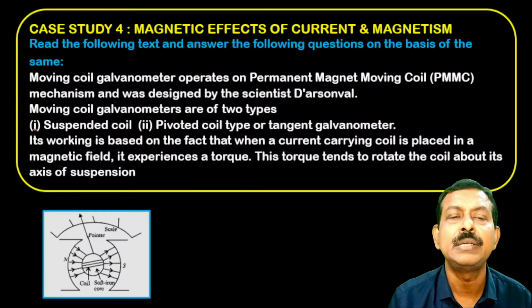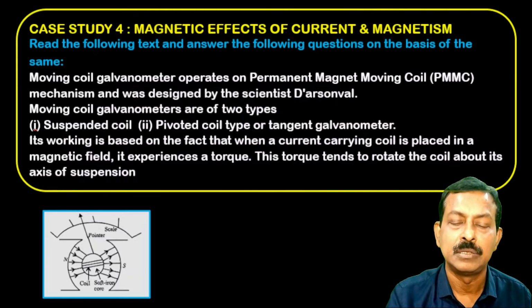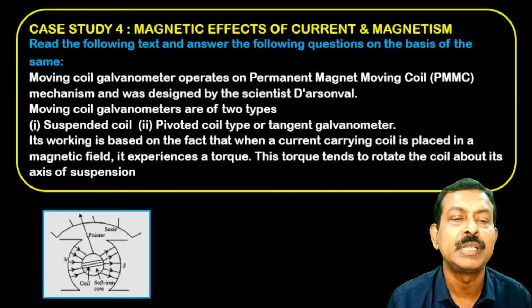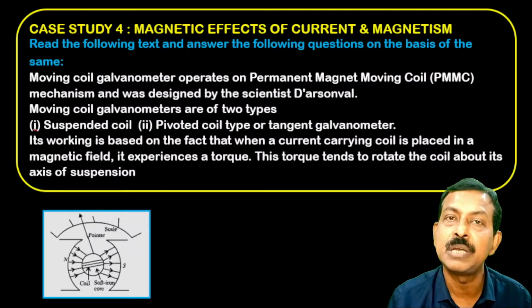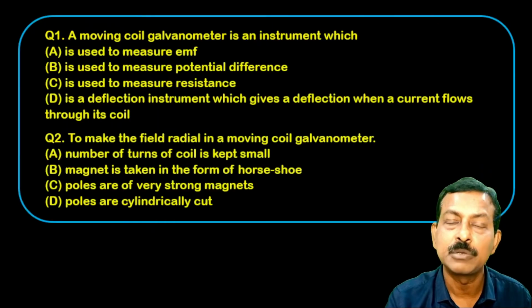So this is basically the principle of working of a galvanometer, and one diagram is also given. This is the diagram, and the pole pieces are concave shaped just to have a radial magnetic field, and this is the pointer, and the calibration is there. So let's see the different questions.